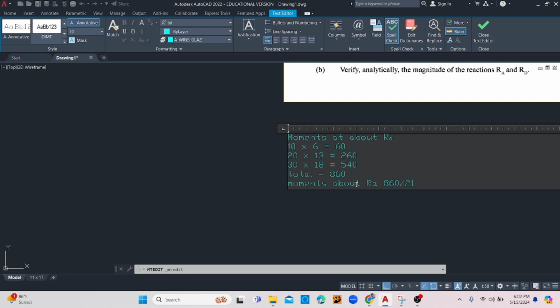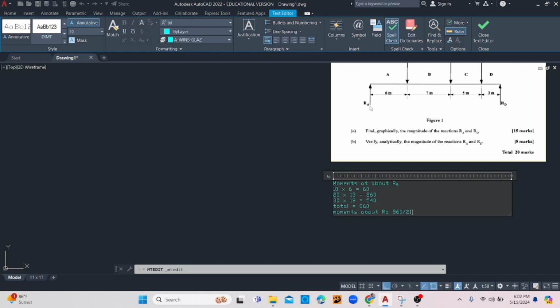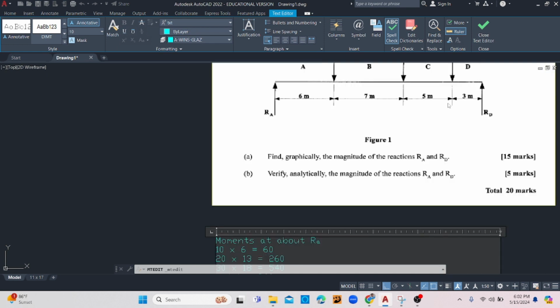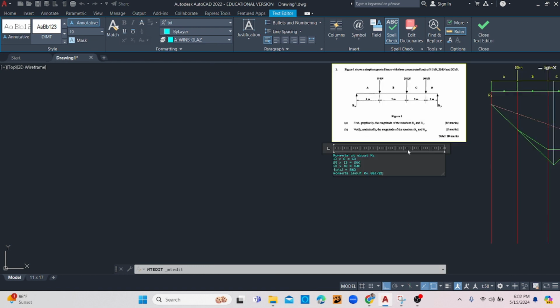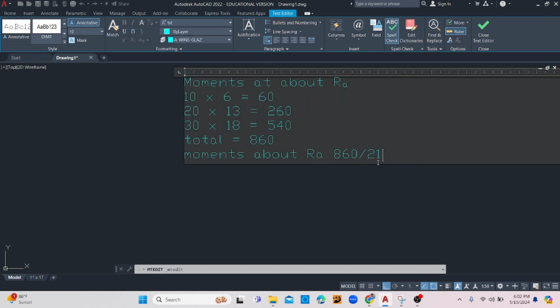Now, what you're actually calculating is the distance between RA and RD. Say for example RA was at this point here and RD was here, you'd only be including the 7 and the 5. So that's something to bear in mind. It's based on the distance of the supports. Alright, so let's divide that 860 by 21. How much did we get?